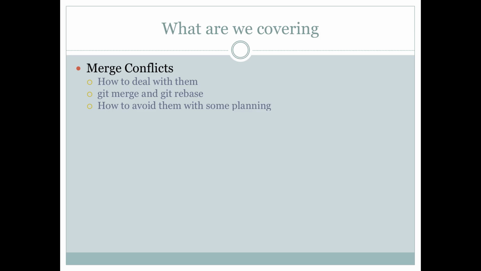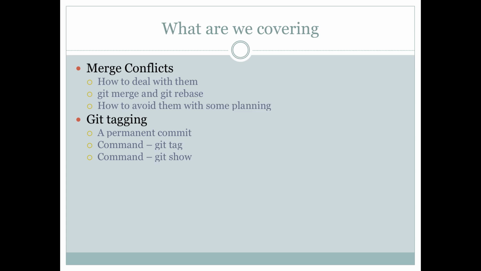Merge conflicts is a very in-depth topic, and I did not want to try to cover it in part 3 of our video series. In Git, there are two distinct ways to handle merge conflicts. You can either use git merge or git rebase. We will cover both in the demo. Lastly, we will talk about how you can avoid merge conflicts with a little planning and discipline.